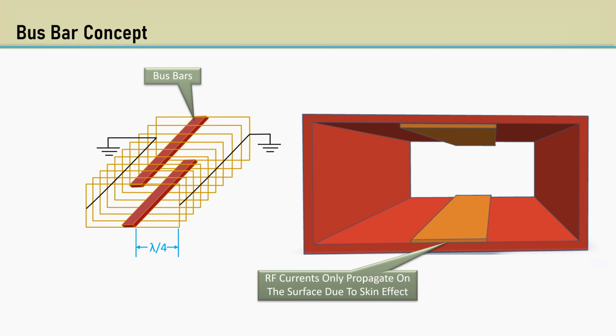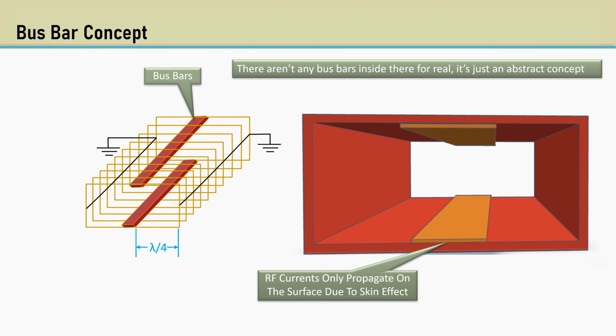Because of skin effect at high frequencies, the current only flows on the surface of the metal. The outside of the waveguide is still ground. From here on, we will refer to the current carrying surface inside the waveguide as bus bars. There aren't any bus bars inside there for real. It's just an abstract concept.